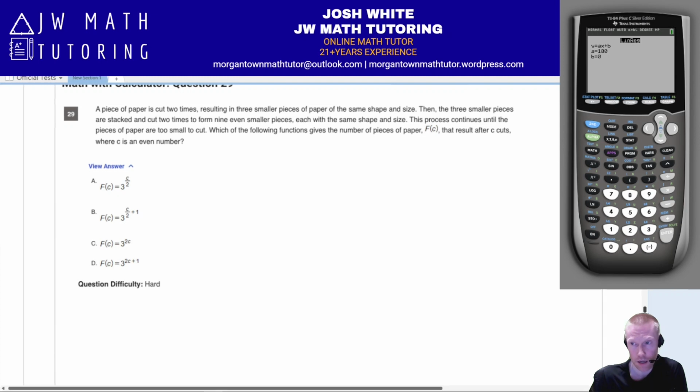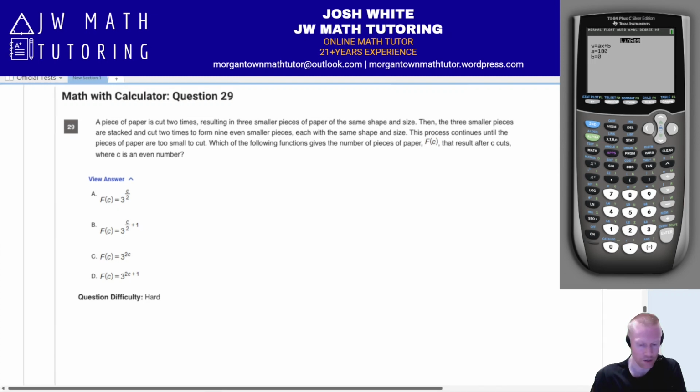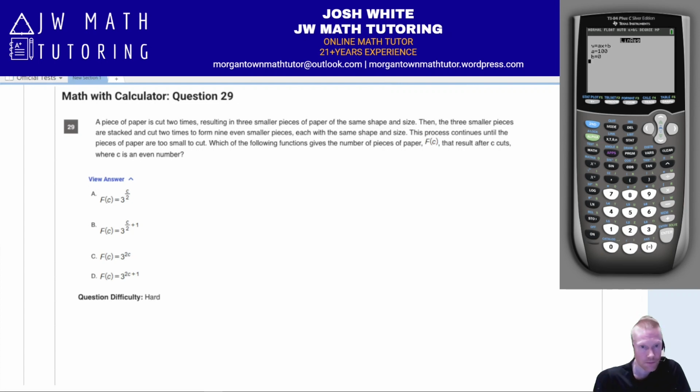Next up, question 29, one of the most confusing questions on this test, to be honest with you. The method that I would use to solve this is back solving. Basically what's happening here is you have a piece of paper and it's cut twice and it results in 3 smaller pieces of paper the same shape and size. So I'm just going to envision the paper starts out looking like this just to visualize this easier. So then we cut it twice.